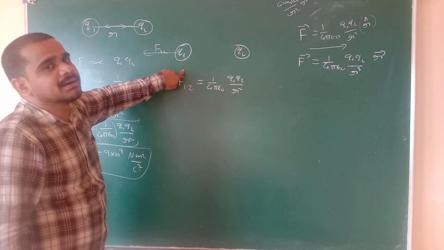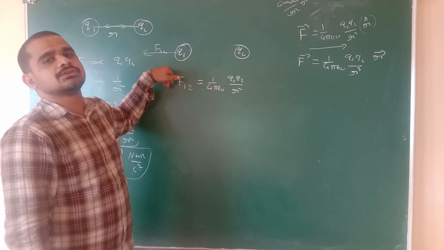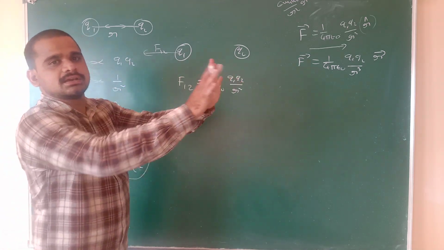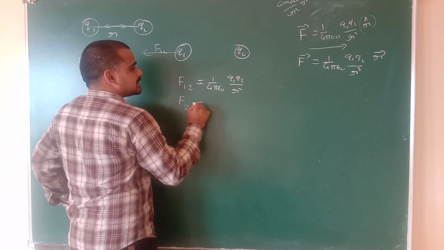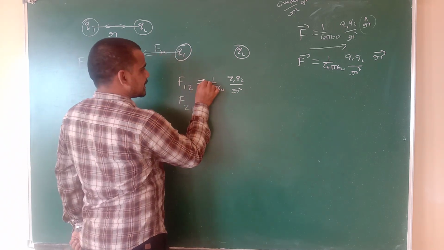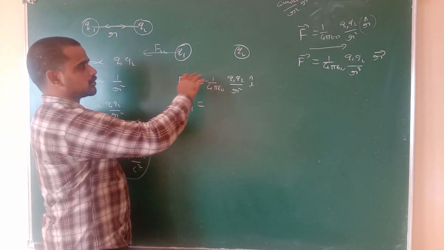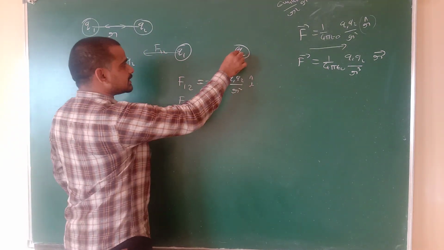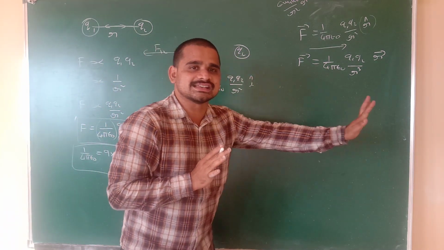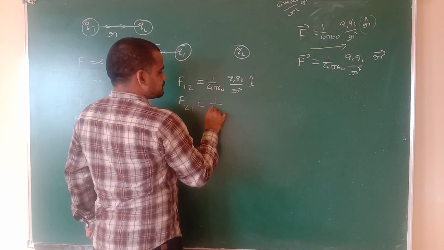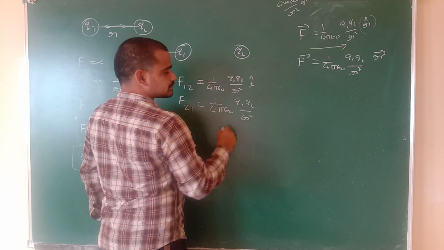Force on 1 by 2: in which direction will it apply force on 1? Repulsive force means pushing away. This is negative, so I am writing minus i cap. Let's consider minus i cap, negative x-axis. What about force on 2 by 1? 1 will apply force on 2 in this direction. F21 is 1 by 4 pi epsilon naught q1 q2 by r square.